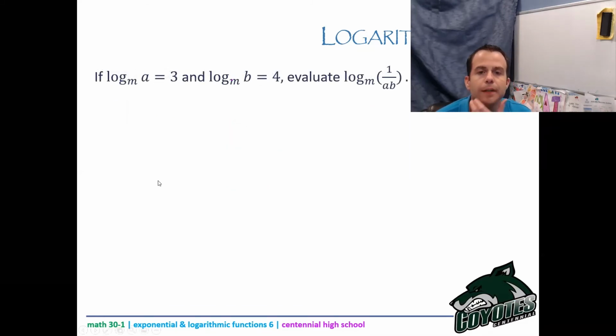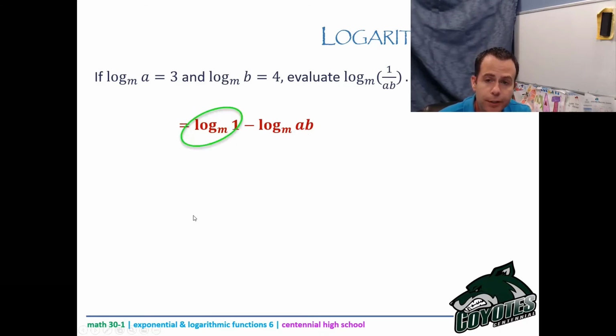Okay, if log base m of a equals 3 and log base m of b equals 4, evaluate log base m of 1 over ab. So same sort of thing. First thing I want you to see is this is division here. So division gets expanded to be subtraction. So I'll write that as log base m of 1 minus log base m of ab. Now, you got to remember that log base m of 1, we've already talked about, that's 0.